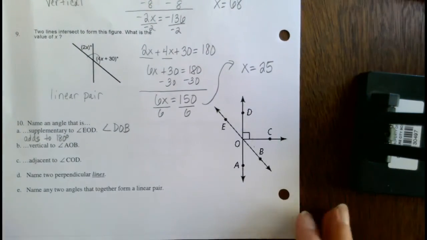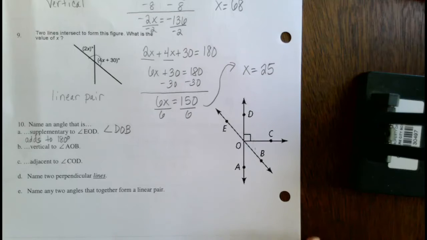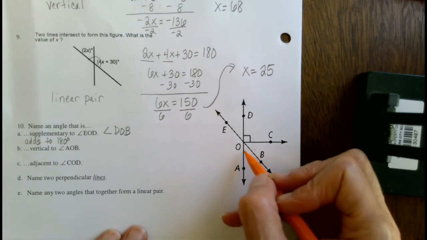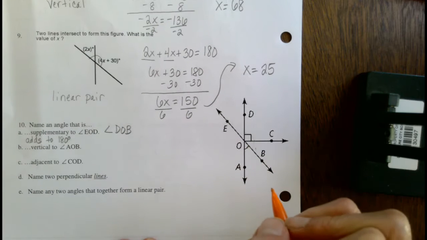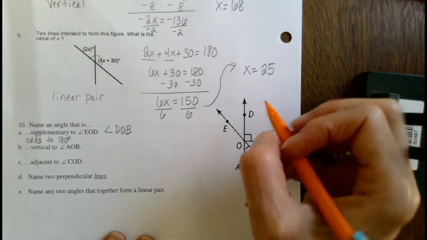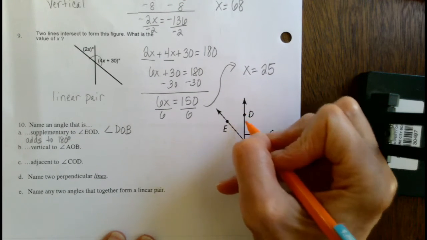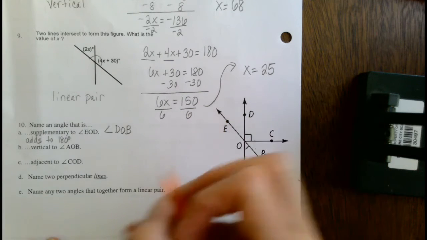Vertical, we talked about on problem number 8. Vertical, they're opposite angles. So AOB is here, so we need an angle that's opposite of that, which is going to be DOE.